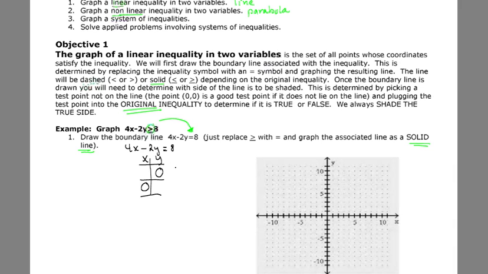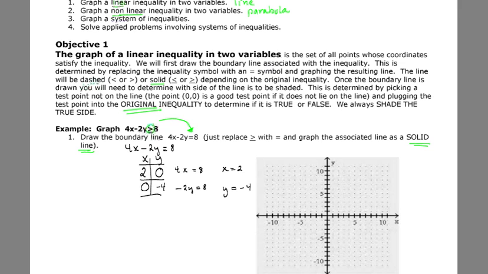So if I put a 0 in place for y, I get 4x equals 8. Well, we can easily solve that for x equals 2, 8 divided by 4. And if I put a 0 in place for x, I get negative 2y equals 8. And I can very easily solve that for y. 8 divided by negative 2 is negative 4.